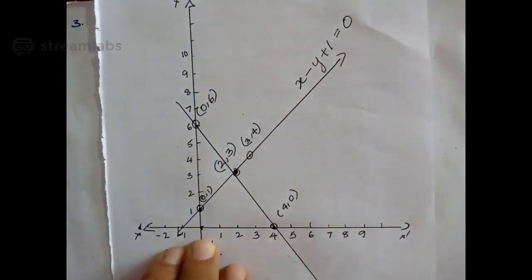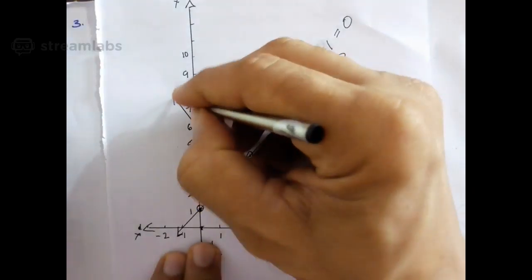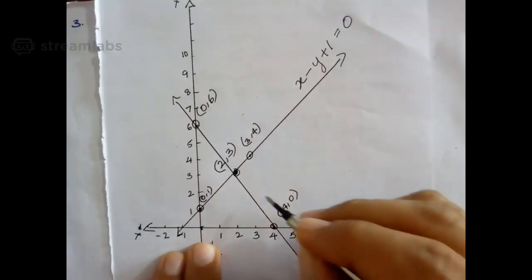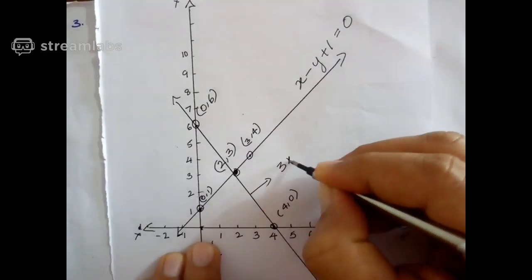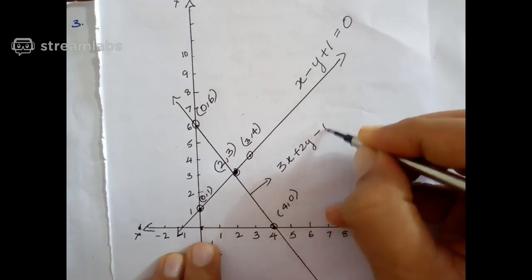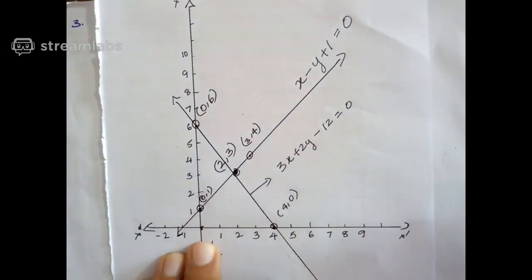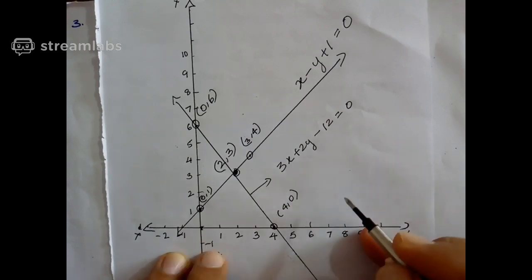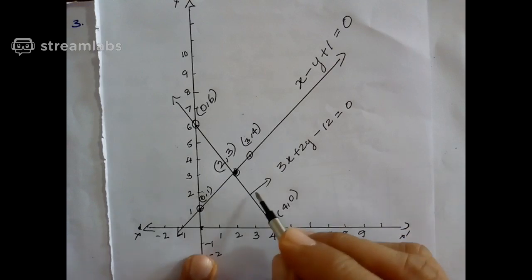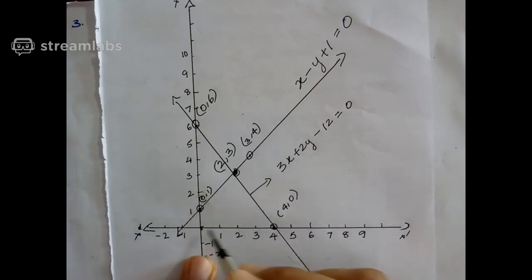So this is the equation of the second line. That is, what is the second line? 3x plus 2y minus 12 is equal to 0. Then they ask the question: determine the coordinates of the vertices formed by these lines and the x-axis.